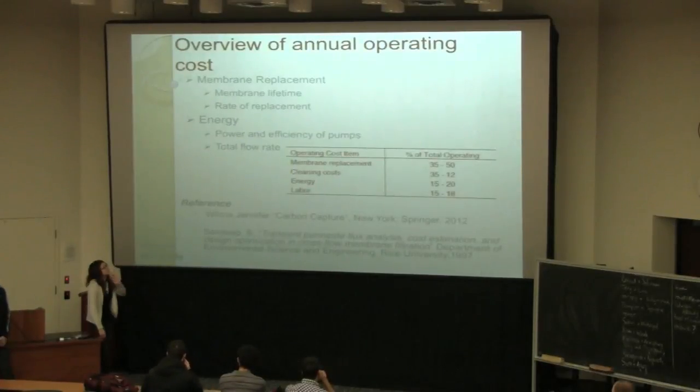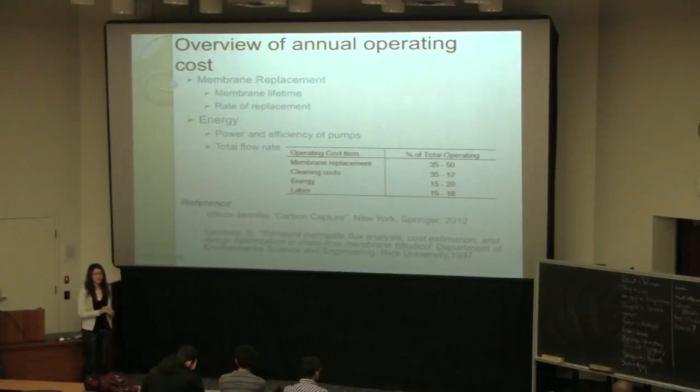For the operating cost, it is actually divided into four main components, which are the membrane replacement, unit cost, energy consumption, and the labor. And then we can see that the membrane replacement actually is the major component of the operating cost. It can go up to 50%. So in order to estimate the cost, we have to know the membrane lifetime and the rate of replacement.